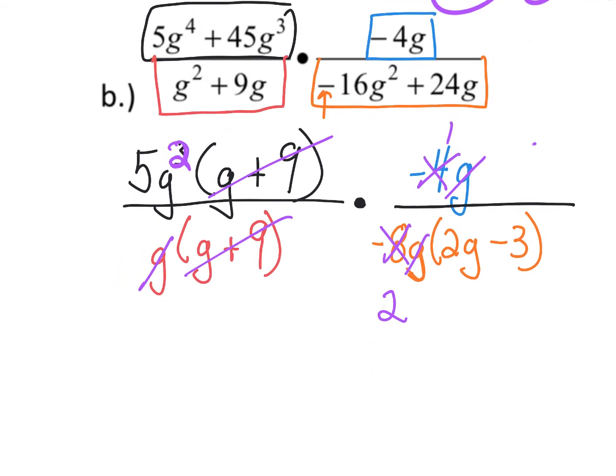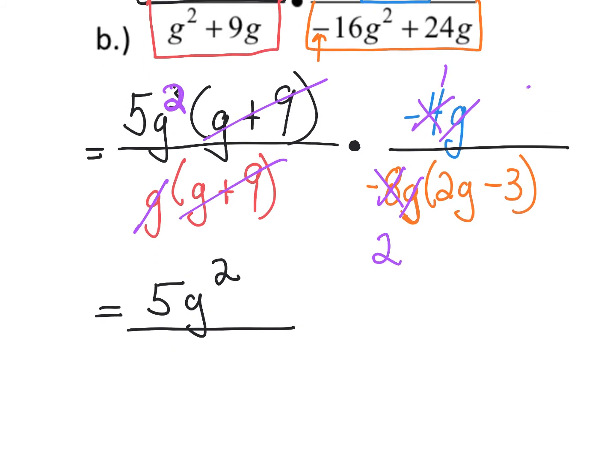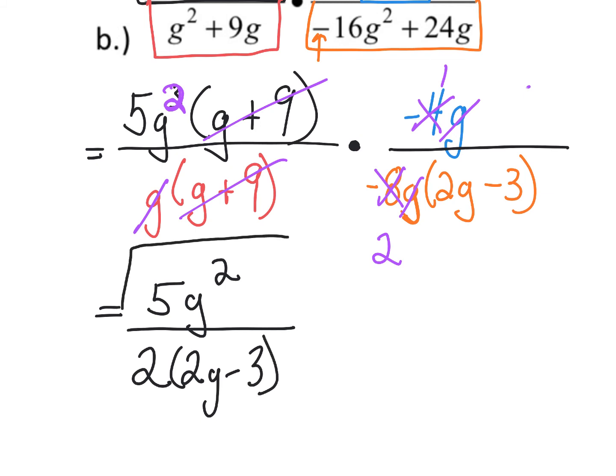So in the first part of the fraction, I have 5G squared. And then all of these slashes are just 1s, really. So 5G squared times 1 times 1. That's just 5G squared on the top there. And then along the bottom, 1 times 1 times 2 times 2G minus 3. So that'll give us 2 times 2G minus 3. There it is.